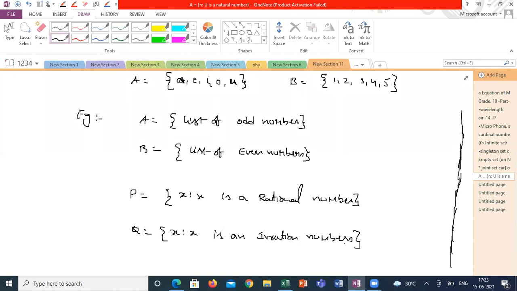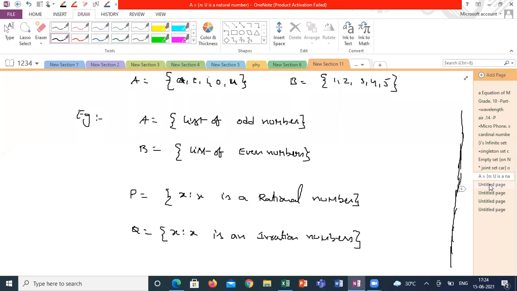Set A is the list of the students in DAV school, and set B is the list of the students in Hindu school. One student can't study simultaneously in both the schools, correct? Yes, sir. So that is also one kind of practical way of explaining disjoint sets.